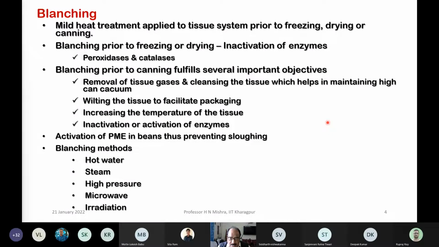It is done to activate the enzyme pectin methyl esterase. What does pectin methyl esterase do in the beans? If you break open the beans, you find that the seeds of the bean are attached to the epidermis, a central core, but this attachment is very tender. During processing, it was found that these beans get split open and the seeds get loosened, because they are loosely adhering to the epidermis, and they get spilled inside the can. That defect is known as sloughing.